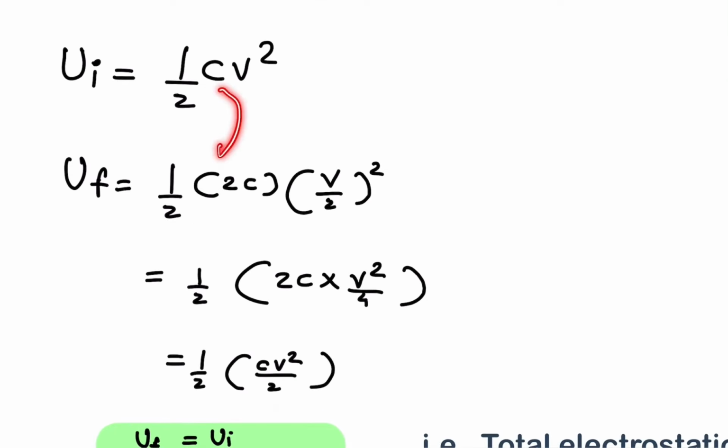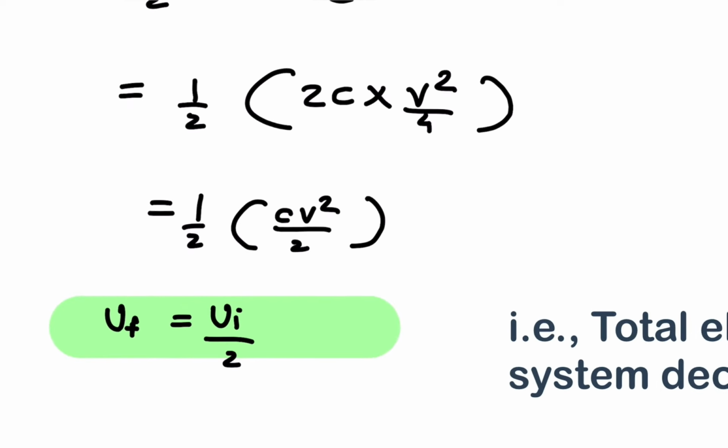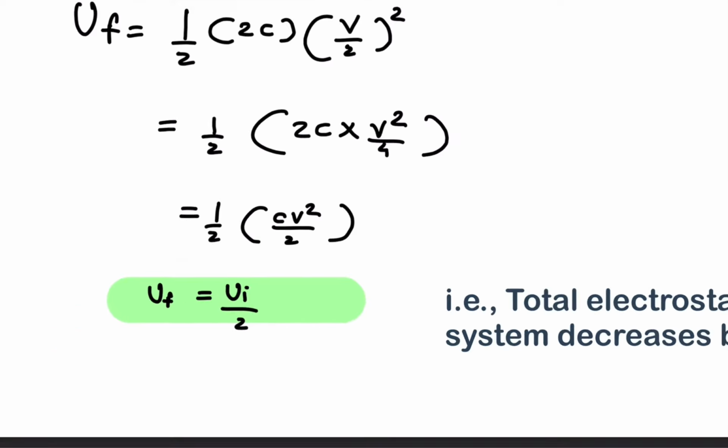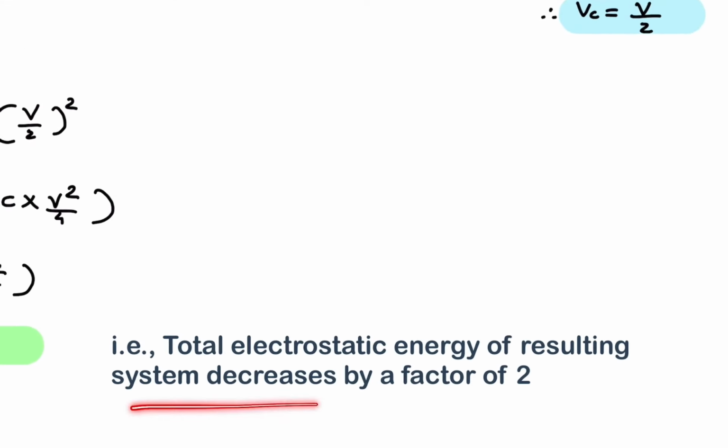The C equivalent becomes 2C and V becomes V by 2 whole square. So after simplifying, the final energy stored in the capacitor is equal to 1/2 times 2C times V square by 4, so it is equal to 1/2 CV square by 2. In place of CV square by 2 we can write Ui. So the final energy stored in the capacitor decreased by a factor of 2. So the total electrostatic energy of the resulting system decreased by a factor of 2.